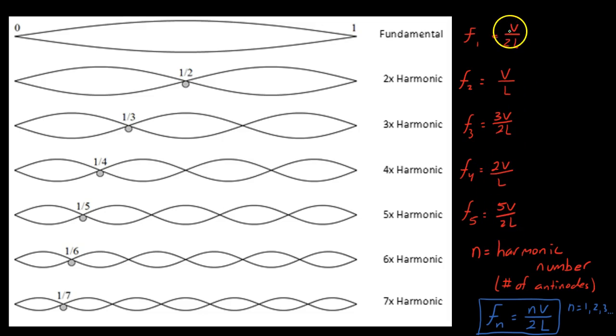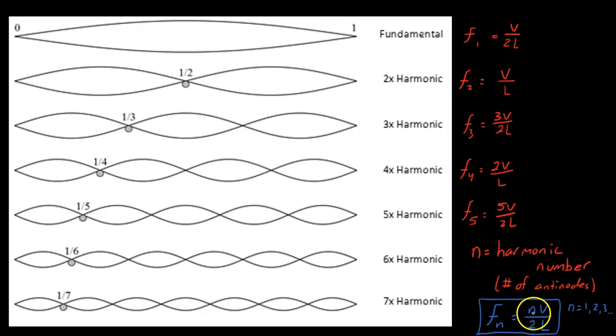I always have the number of harmonic in the numerator, and I have 2L on the bottom. So this equation right here is a well-known physics equation. This is for the frequency of a harmonic for a wave on a string. The frequency of a given harmonic, which we'll call n, the number n harmonic that's being played, the nth harmonic, is n times v over 2L, where n is equal to 1, 2, 3, 4, etc.